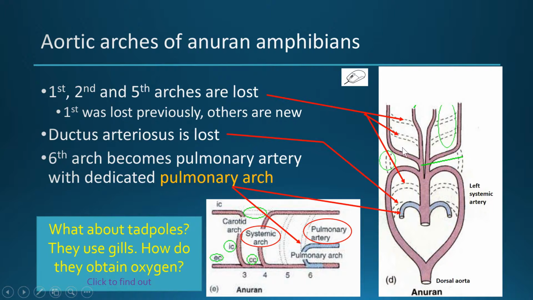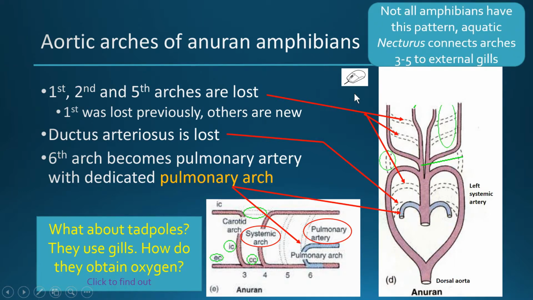So you've got 1, 2 is lost, then 3 is there, 4 is there, 5 is lost, and 6 is still here. First, of course, was lost already. It was lost in the teleost. But now you've got second and fifth lost also. I want you to think back to what they did.